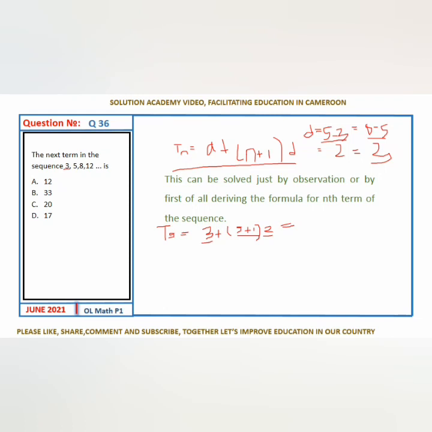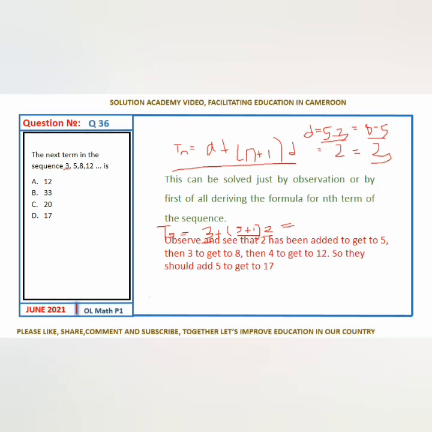So the only best way in which we can solve this problem is by simply reasoning and applying our knowledge of sequences and series. So let's look at it properly. If you observe, from 3 to 5 we have added 2. Now from 5 to 8, observe that we have added 3. From 8 to 12 we have added 4. That means automatically from 12 to the next number we should add what?